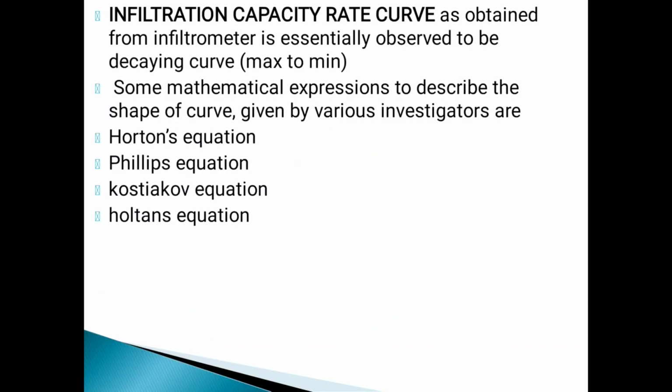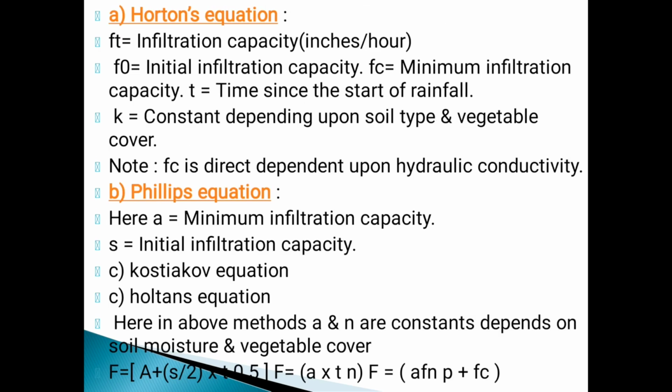Infiltration capacity rate curve, as obtained from an infiltrometer, is essentially observed to be a decaying curve. Some mathematical expressions to describe the shape of the curve given by various investigators are Horton's equation, Phillip's equation, Kostiakov equation, and Holtan's equation. At first, Horton's equation: Ft is equal to infiltration capacity in inches per hour, F naught is equal to initial infiltration capacity, Fc is the minimum infiltration capacity, t is equal to time since the start of rainfall, K is the constant depending upon soil type and vegetative cover.